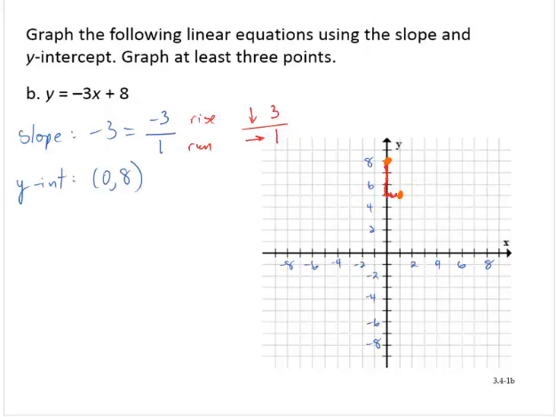And I can repeat this as many times as I want. Down 3, right 1. And then draw the line that passes through those points. And I'll go ahead and erase those red marks that I made. And so there's the line defined as y equals -3x plus 8.